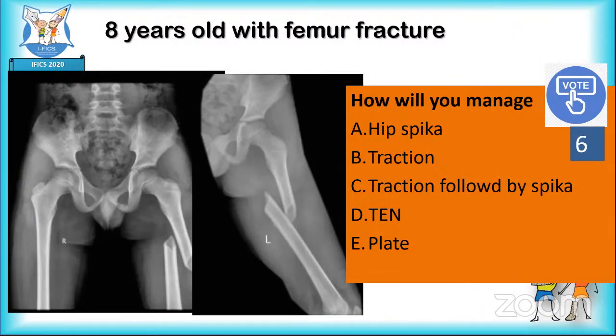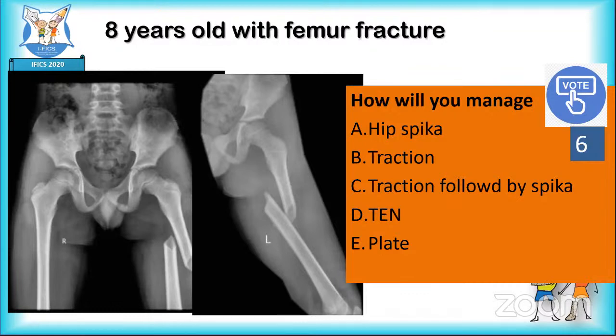So what we learned from the last case is that it's important to look at the length, rotation, and the deformity, all three. And it's important to look at rotation, whether you're doing spica or nailing. You can be doing nailing and still get your rotation wrong. And it's very important to look at the knee and the hip when you're treating a fracture shaft femur.